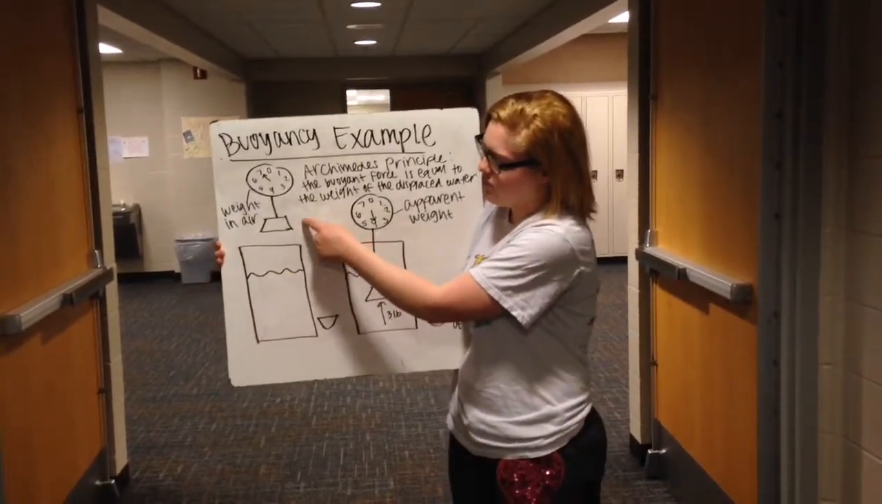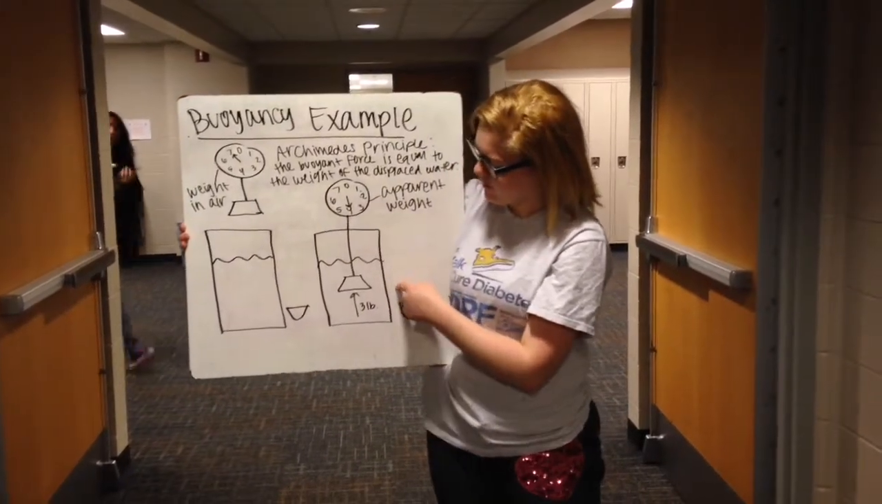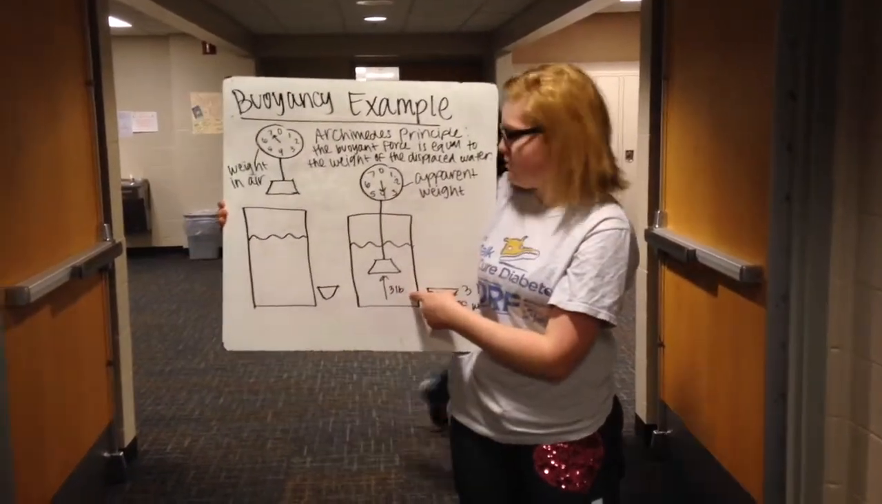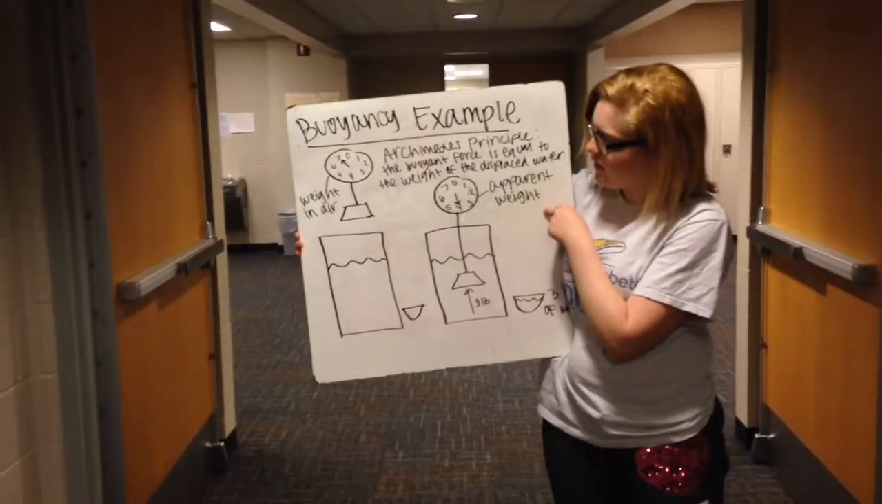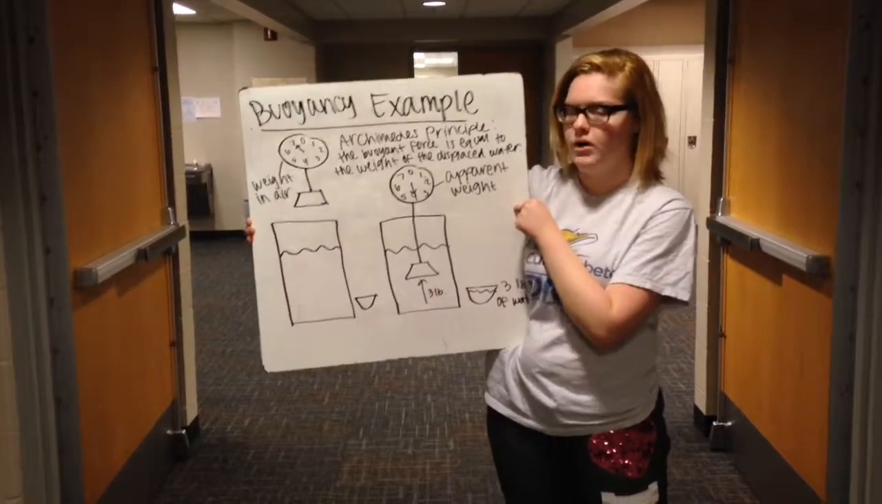As you can see, the weight of this object in air is 7 pounds. The weight of this object in water is 4 pounds because it displaces 3 pounds of water. And then Archimedes' principle says the buoyant force is equal to the weight of the water displaced.